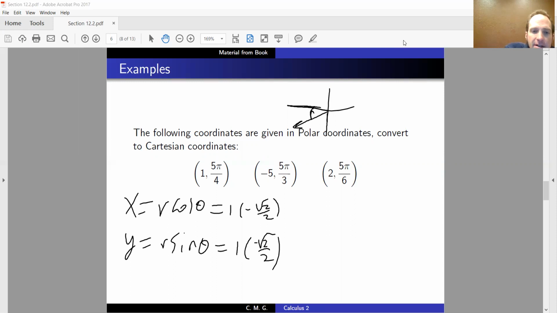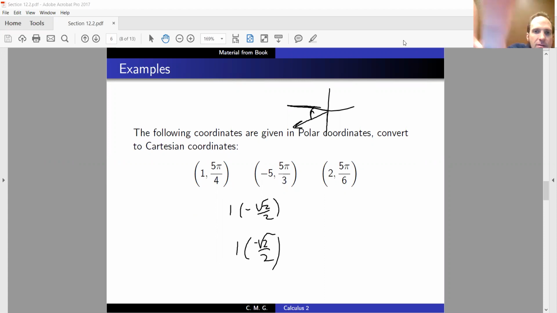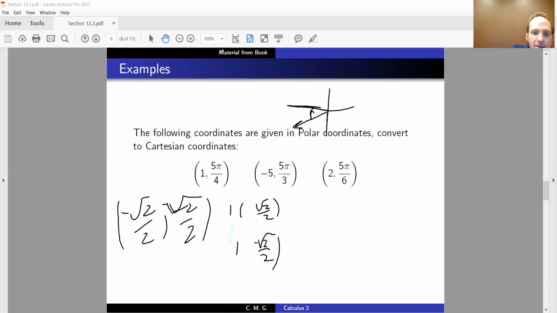So what I would answer here is that the coordinates for (1, 5 pi over 4) are negative square root 2 over 2, comma, negative square root 2 over 2. So the x and the y coordinates are the same. They're negative root 2 over 2. And that's it.